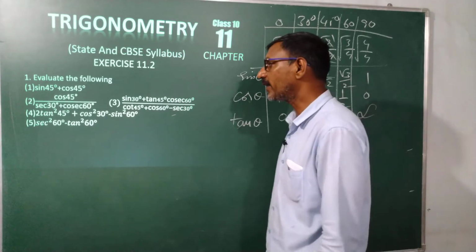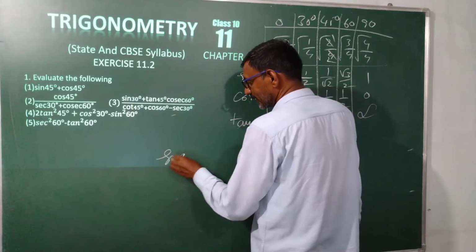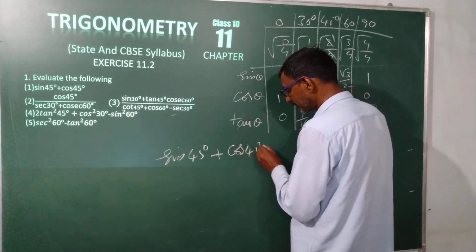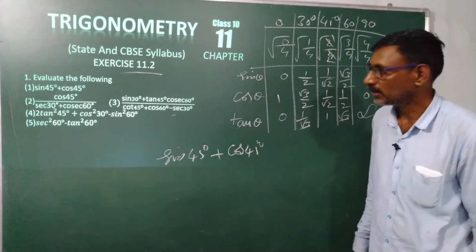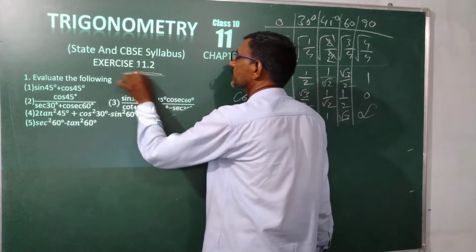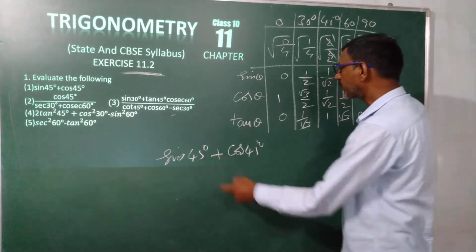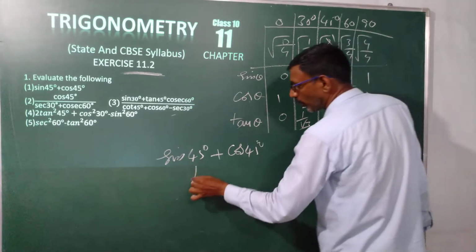See, evaluate the following. The first one is sin 45 degrees plus cos 45 degrees. See, the first question from this exercise 11.2. Cos 45, come to here. This is my cos 45 degrees, 1 by root 2.